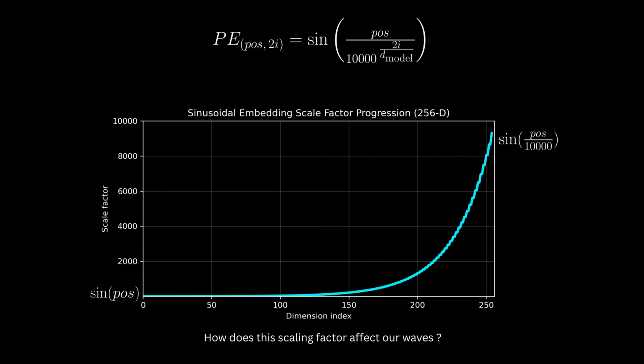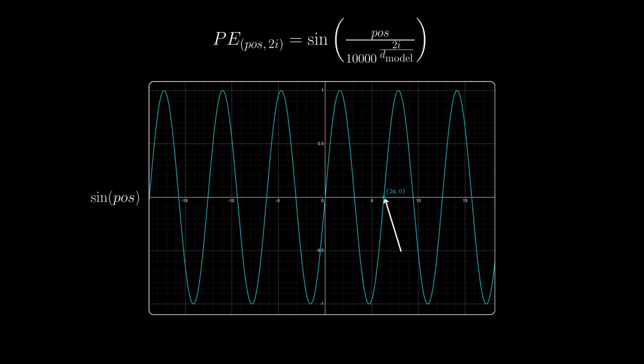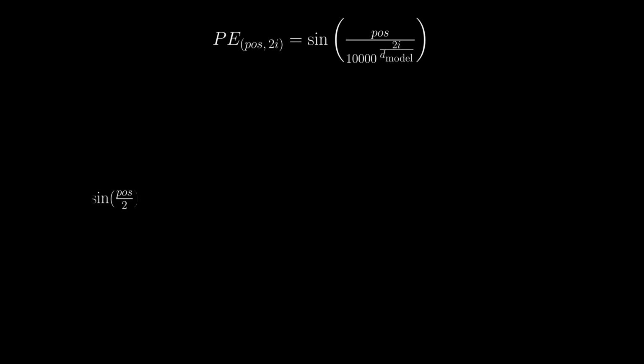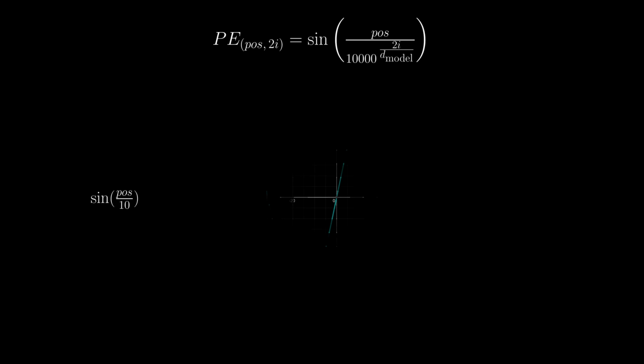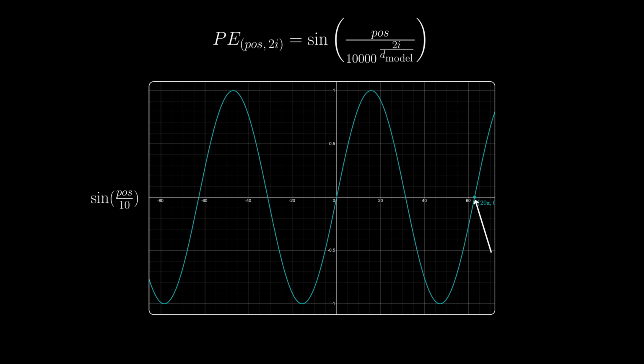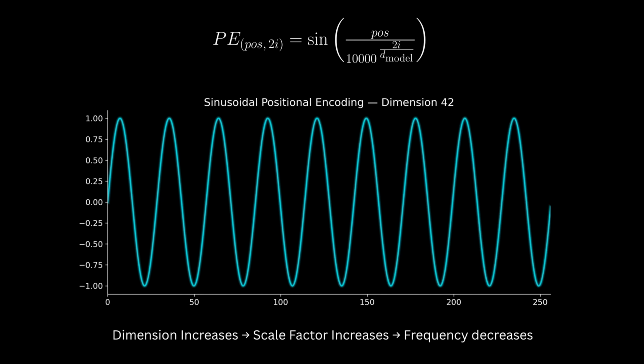Scaling the input to the sine function directly affects the frequency of the resulting wave. With a scale of 1, we get the standard sine wave with a period of 2 pi. With a scale of 2, we get sine of position by 2, which has a period of 4 pi. A scale of 10 gives us a sine wave with period 20 pi, and with a scale of 10,000, the period becomes 20,000 pi, meaning the sinusoidal wave repeats only after roughly 63,000 position steps. So as the scale factor increases, the oscillations become slower and the frequency decreases.